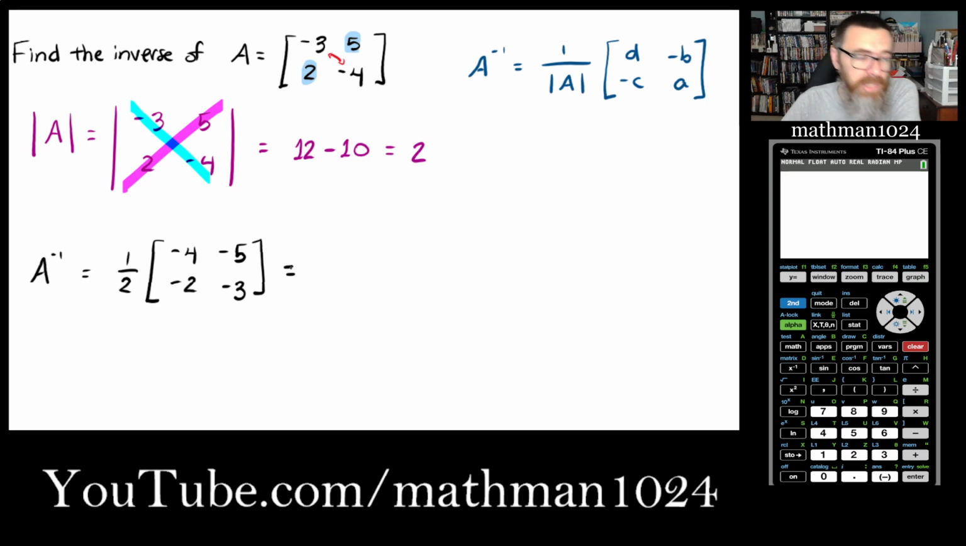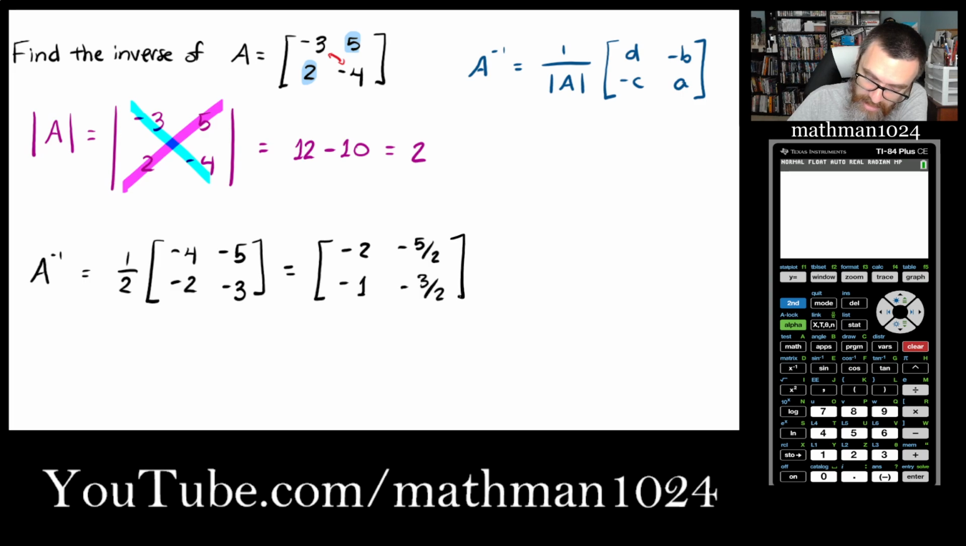Now we just multiply times the 1/2. And we have the matrix -2, -5/2, -1, and -3/2. So I maintain that that is the inverse. Now, you can believe me or you cannot. But you know what? The algebra doesn't lie.